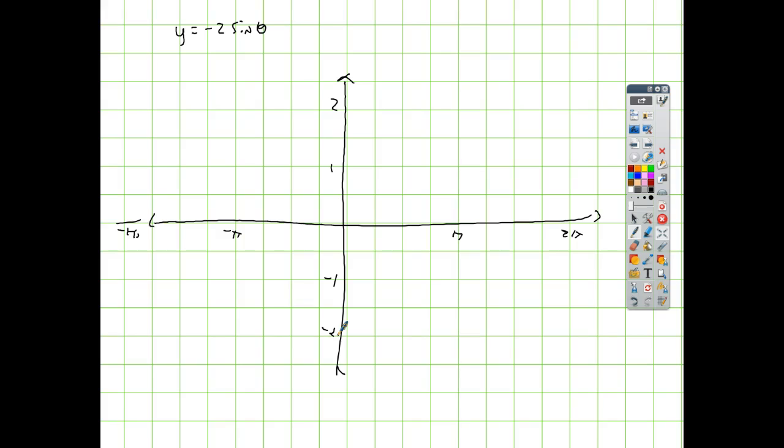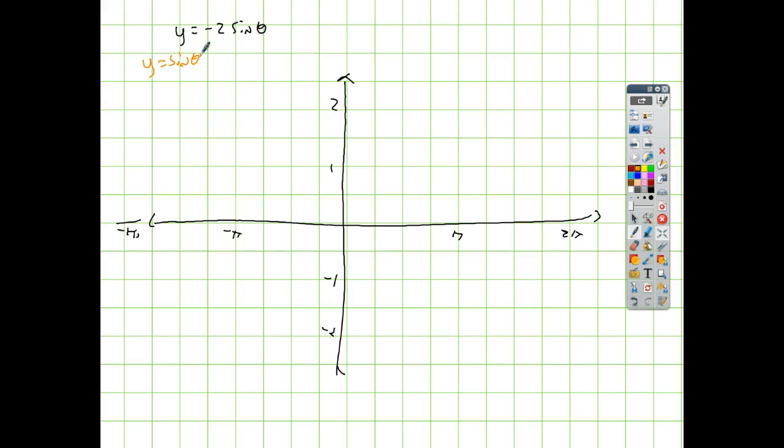So walk me through this. First thing, Ramos, you got this one. What's my parent graph? What do we call the graph? Sine, thank you. So my parent graph is going to be y equals sine x. That's the first thing I'm going to graph.